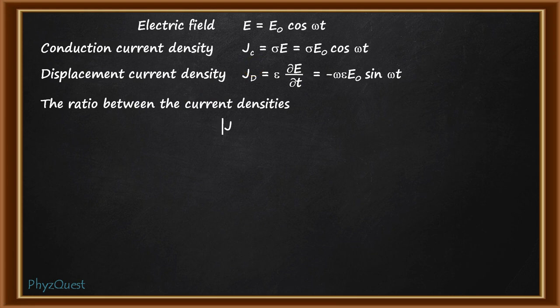So modulus of JC by modulus of JD will be equal to, now here in place of omega t we will put a certain value. Let us take omega t equal to pi by 4. Here both cos omega t and sin omega t will have an equal value, so they will cancel each other when we take the ratio. Ultimately, modulus of JC by modulus of JD will be equal to sigma E0 by omega epsilon E0, which is equal to sigma by omega epsilon.